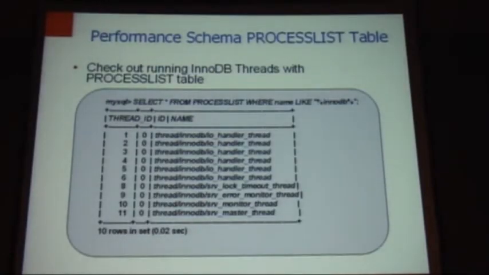And here's a process list table example that gives you all the threads running for InnoDB. You see there are about 7 IO handler threads created by default. There's a lock timeout thread, an error monitor thread, and another monitor thread which prints out the monitor information when you create a particular table, like a monitor table. And there's a master thread.